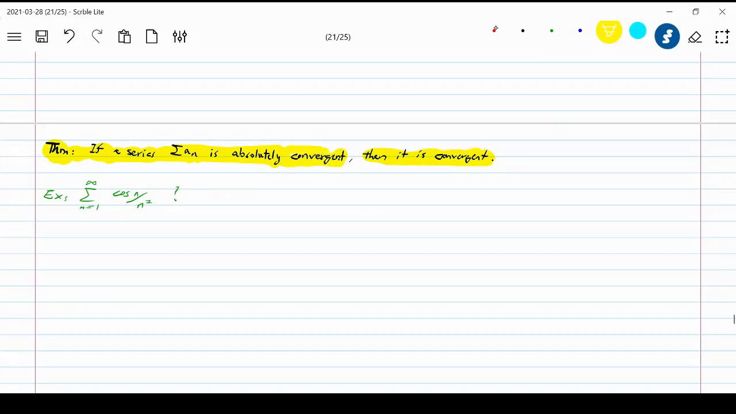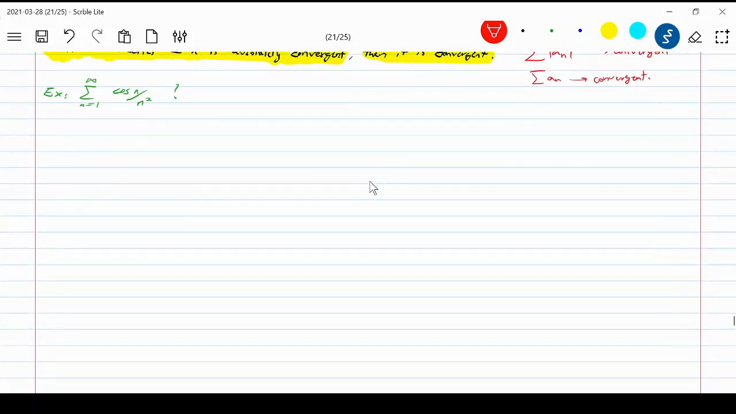That means if the summation of the absolute value of An converges, then definitely the summation of An is convergent. This is quite easy to see because you're adding all positive numbers. If you're adding and subtracting, definitely that would be convergent also.